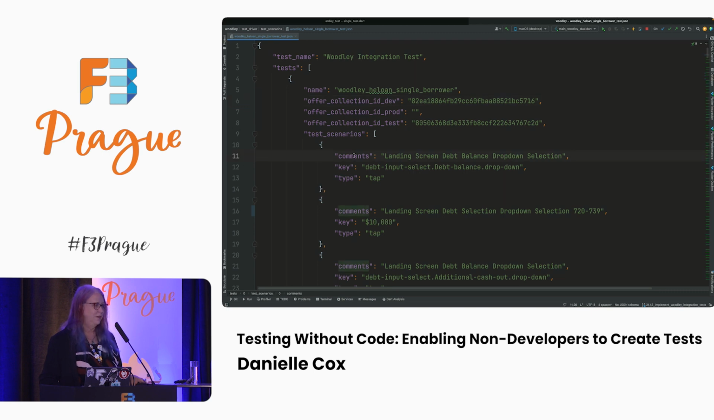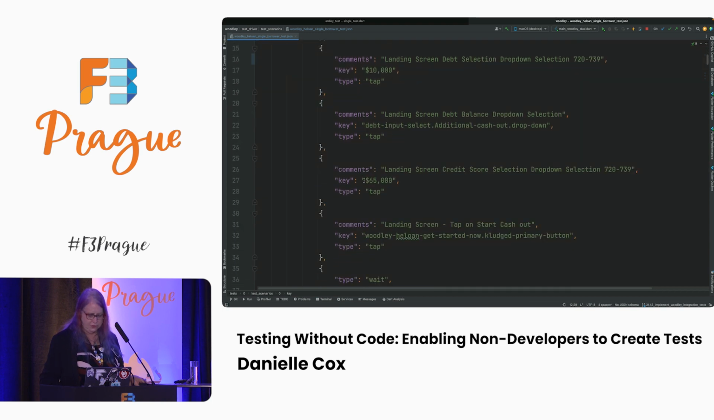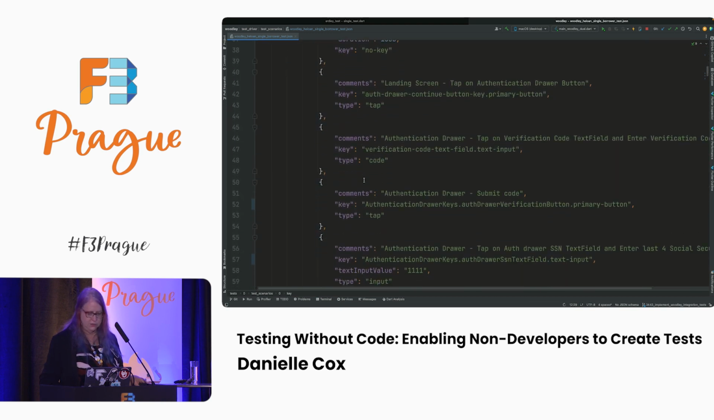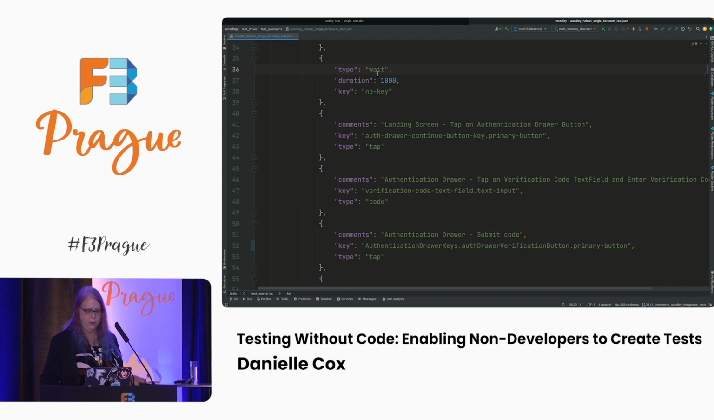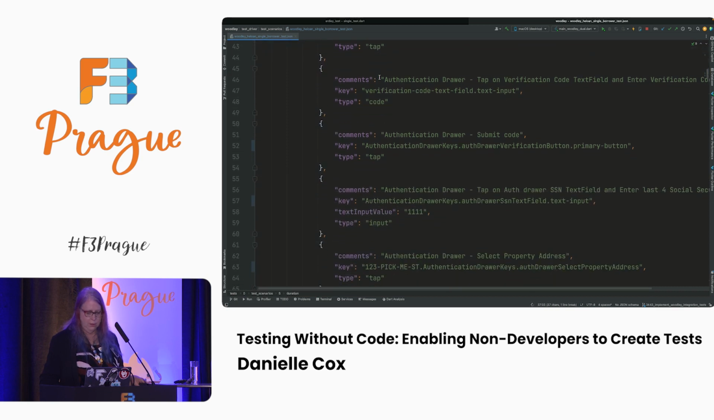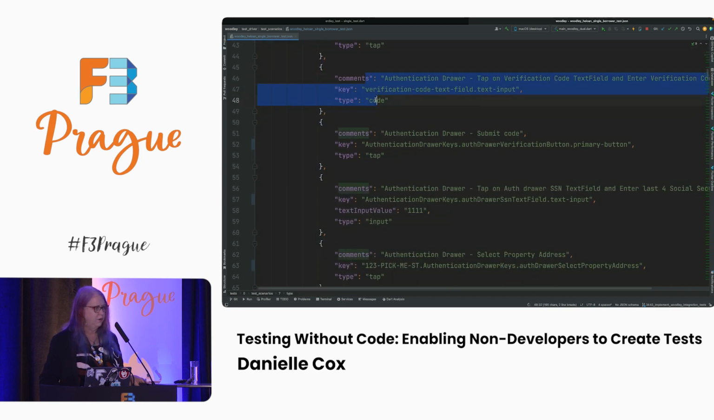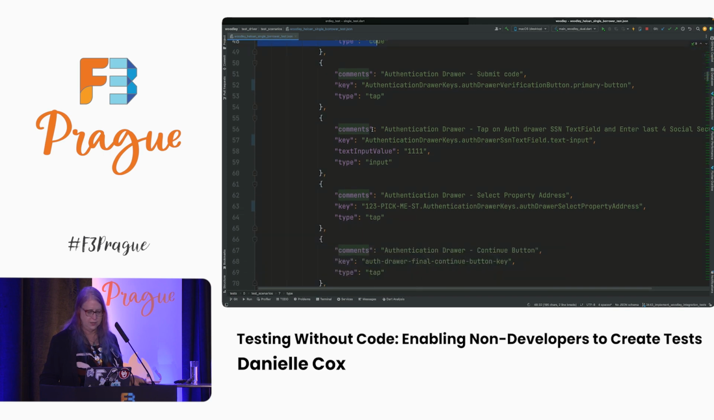It has in there an optional comment so that when I'm outputting data, I can say we're doing this step. It's got the key that we're looking for. It's got what we're doing, like this was a tap. If I scroll down, we can see that this is a wait at this point. If we scroll down more, this is that special code. I will talk about how we're dealing with that. And here's an input, so it's got a text input value. So there's a little bit of variation, but not much. It's mostly just simple JSON.